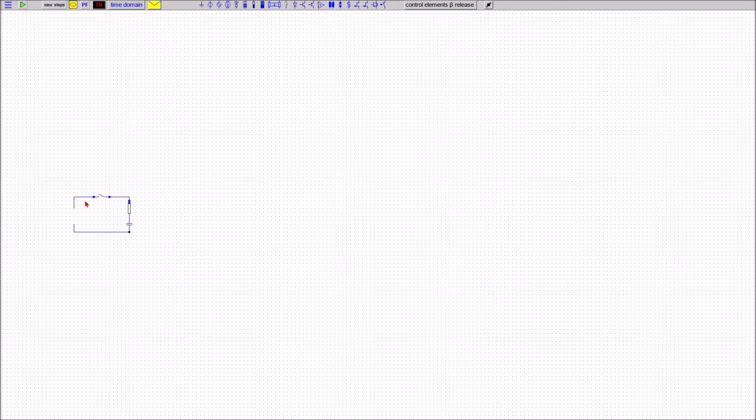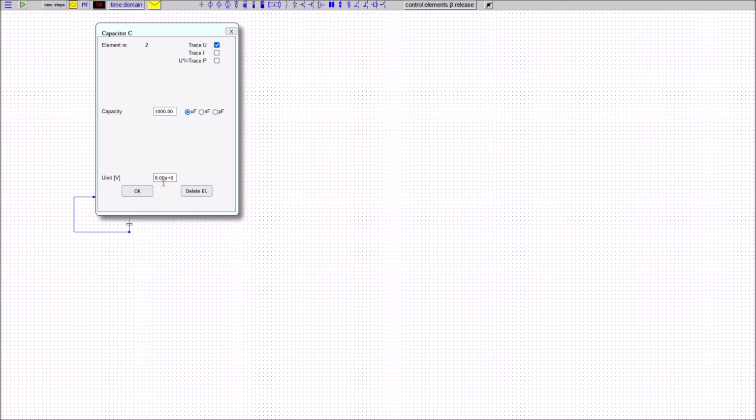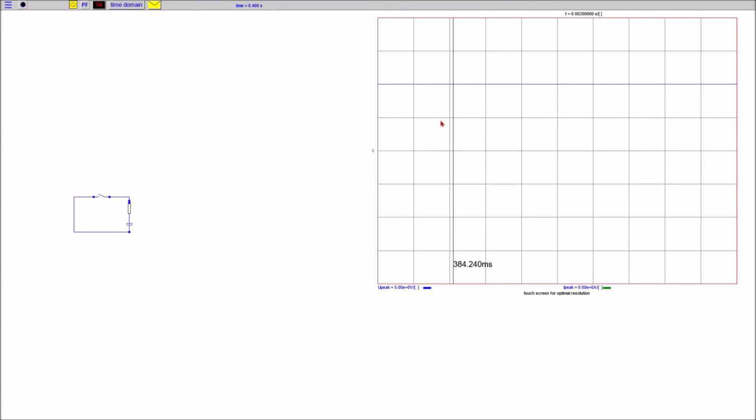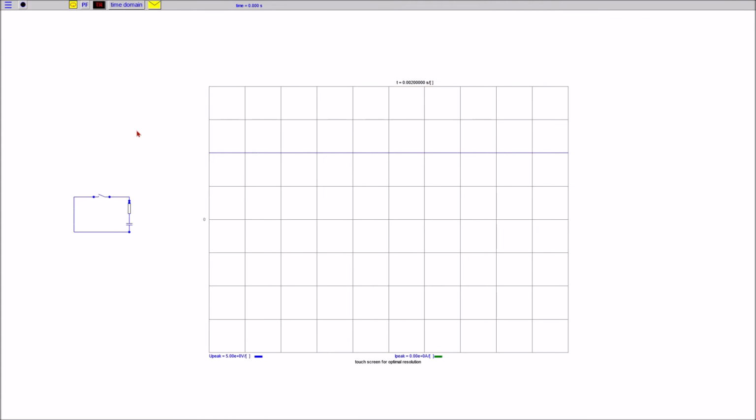Now the previously charged capacitor is discharged over the same resistor. To do so, the 10-volt battery is replaced by a short circuit and the capacitor initial voltage is set to 10 volts. The resulting time constant is 2 seconds as before. The time constant is independent of the charging voltage. It solely depends on the values of R and C.